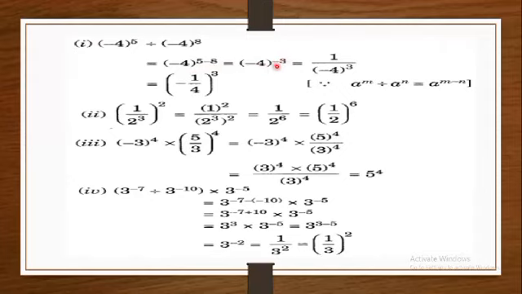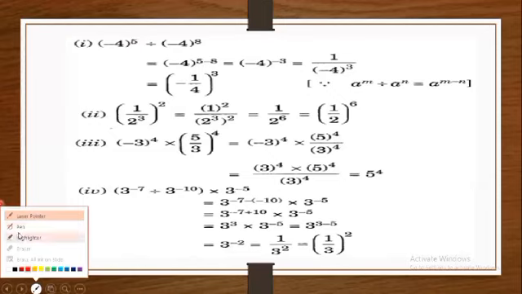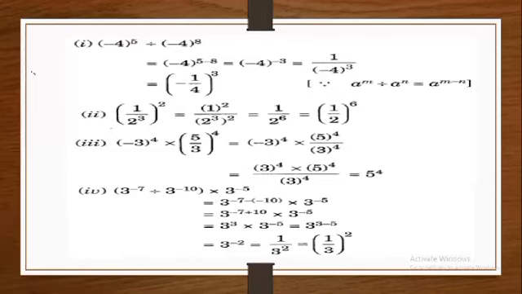Minus 4 to the power minus 3, you have a negative sign in the exponent. So when you have a negative sign in the exponent, this means that you need to flip. So you are going to write 1 over minus 4 to the power 3. We are going to apply the rule a to the power minus n is equal to 1 over a to the power n.